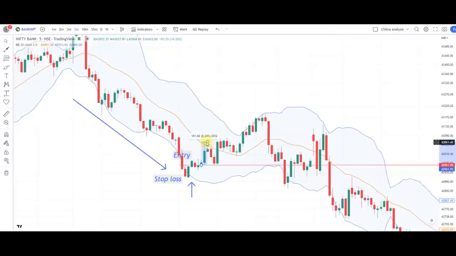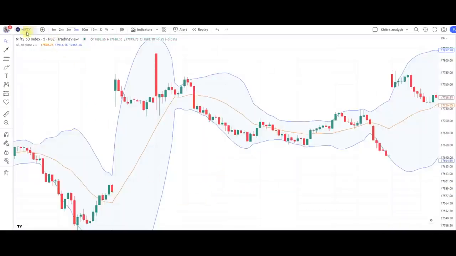After that, how many points did Bank Nifty move on that particular day, in order to touch the upper Bollinger Band? That is 166 points. So this is how you have to enter into the long trade.